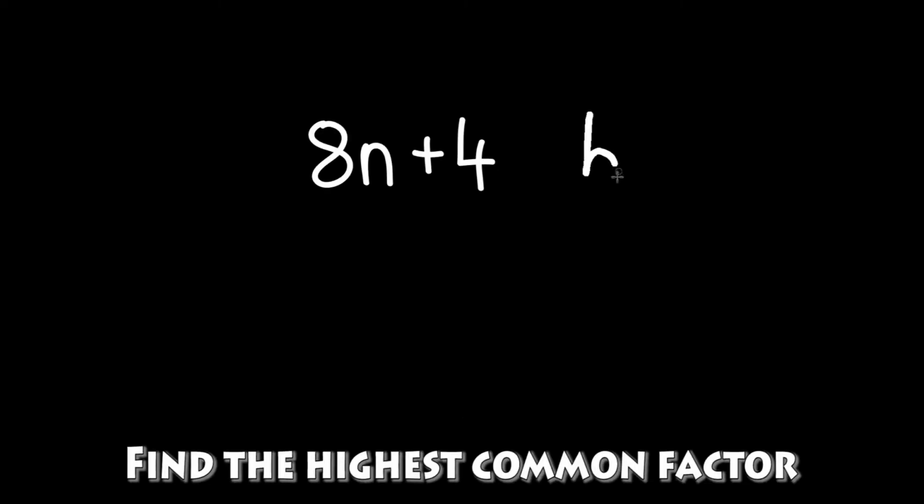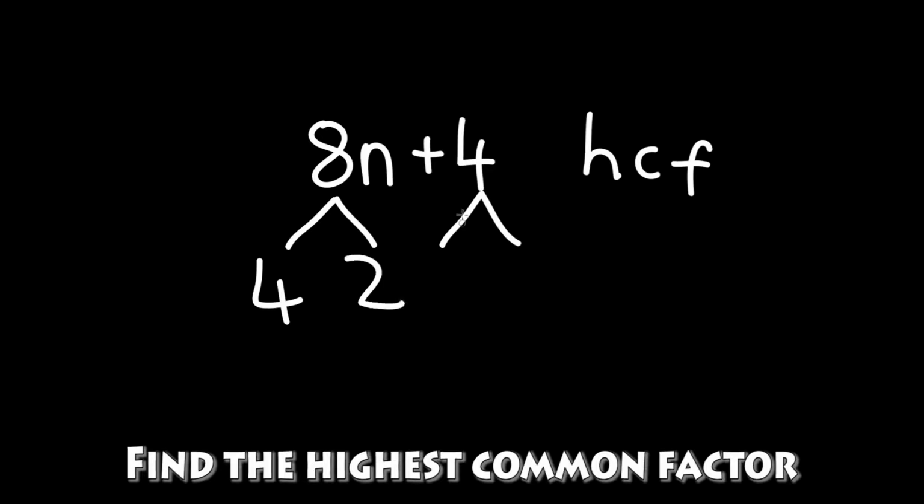Okay, let's start factorizing. The first thing we need to do is to find the highest common factor for both sides of the expression. So we'll draw factor trees for each coefficient. We can make 8 by multiplying 4 and 2, and we could make 4 by multiplying 2 and 2, giving us a highest common factor of 2, but this would be a mistake, because we could make 4 by multiplying 4 and 1, giving us a highest common factor of 4.